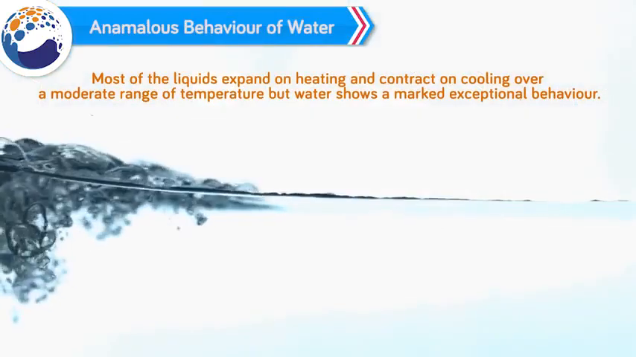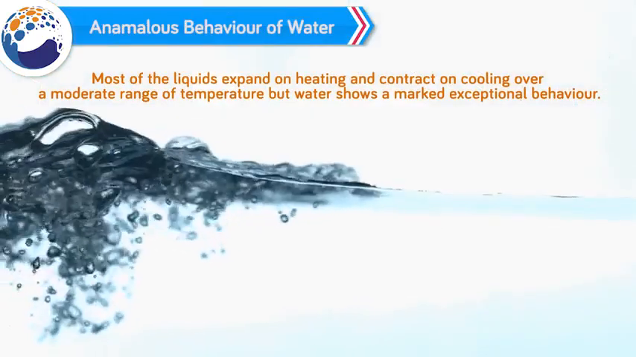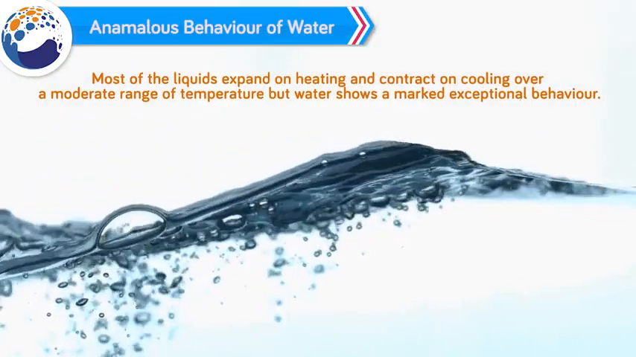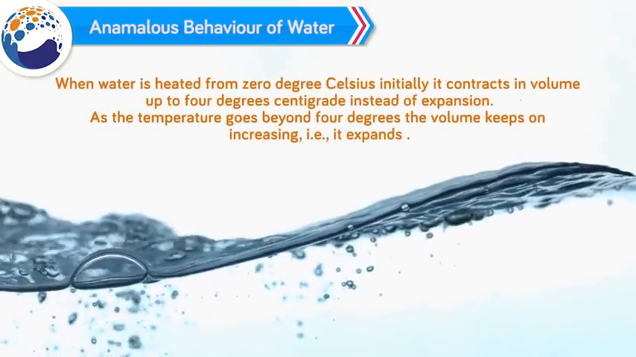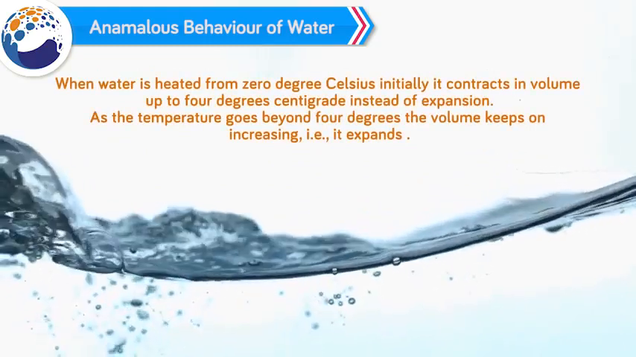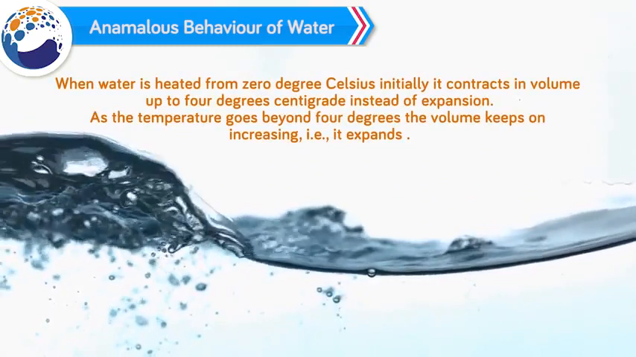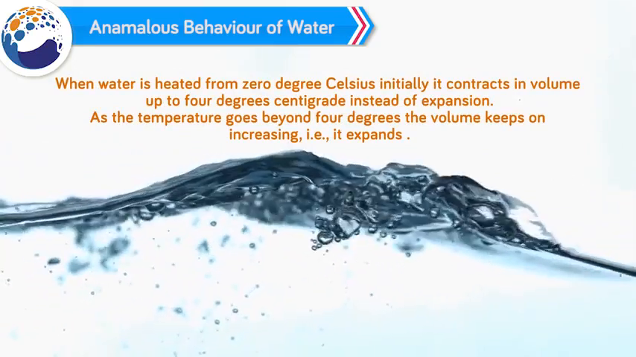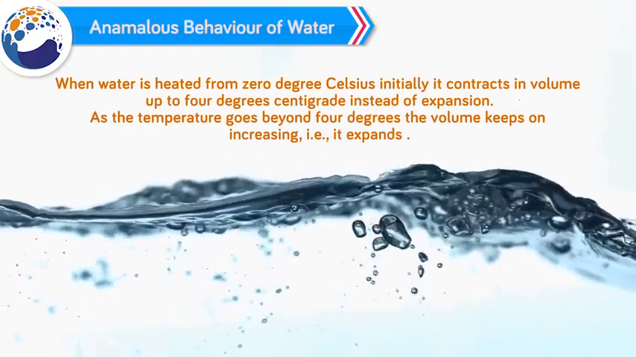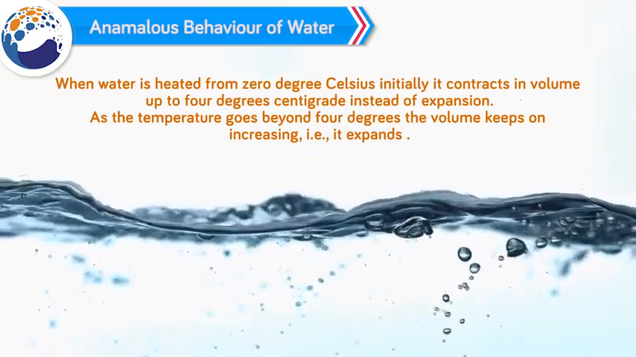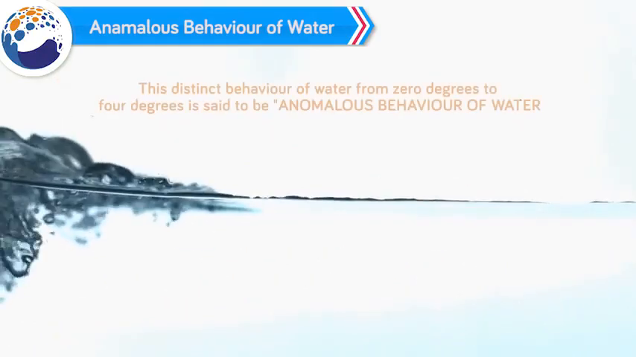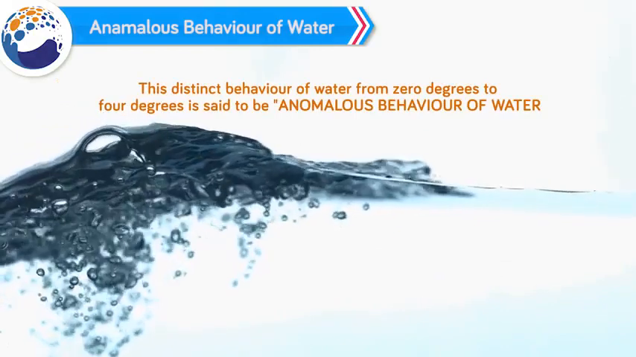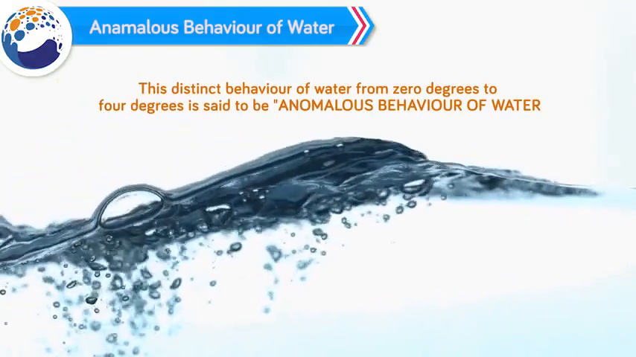Most of the liquids expand on heating and contract on cooling over a moderate range of temperature, but water shows a marked exceptional behavior. When water is heated from 0 degrees Celsius, initially it contracts in volume up to 4 degrees centigrade instead of expansion. As the temperature goes beyond 4 degrees, the volume keeps on increasing, that is, it expands. This distinct behavior of water from 0 degrees to 4 degrees is said to be the anomalous behavior of water.